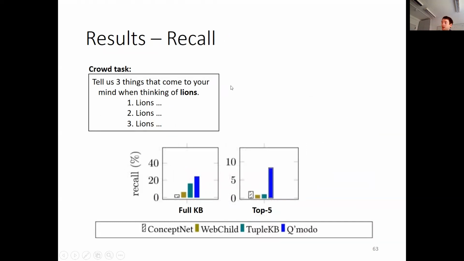So the recall was calculated again by getting human expectations. So workers were asked, tell us 3 things that come to your mind when thinking of lions, like lions live in Africa, lions roar, lions are big predators. And then it is checked how many of the statements that humans come up with are contained in a knowledge base with slight reformulations. And here Quasimodo by far outperforms both the automated and the manual ConceptNet.